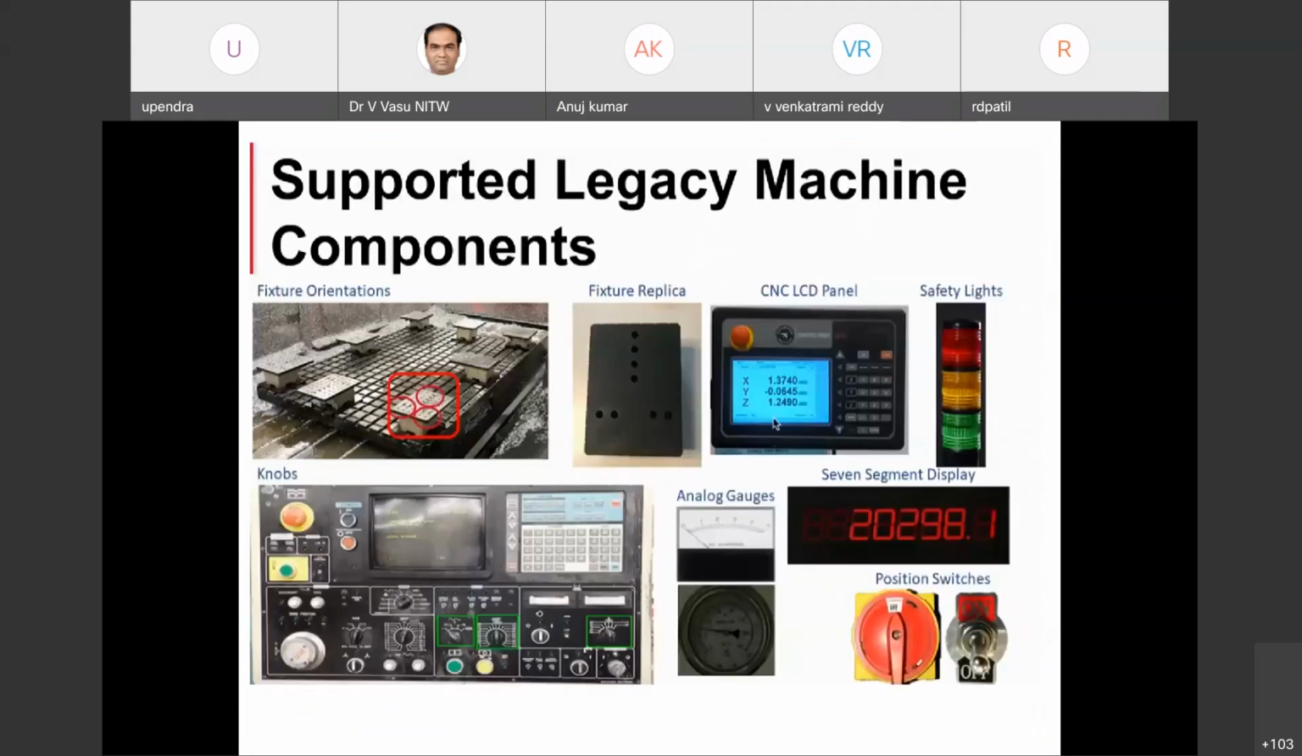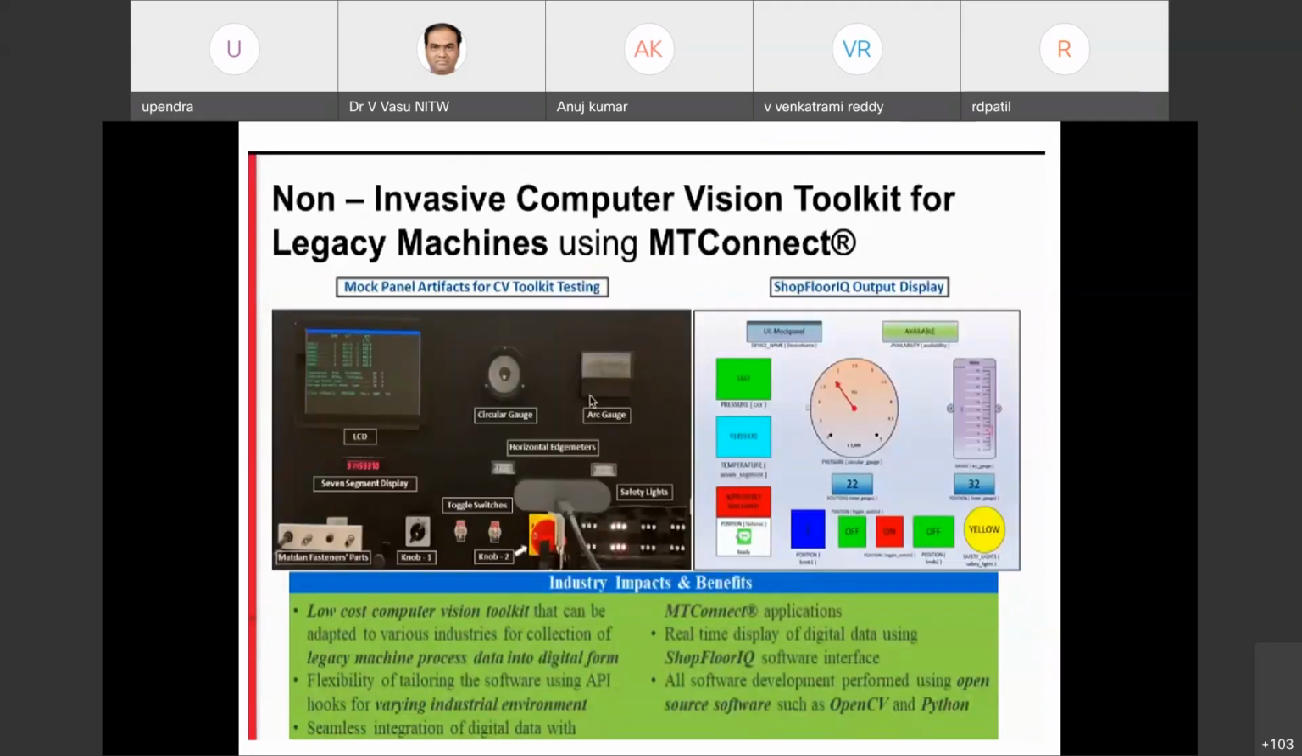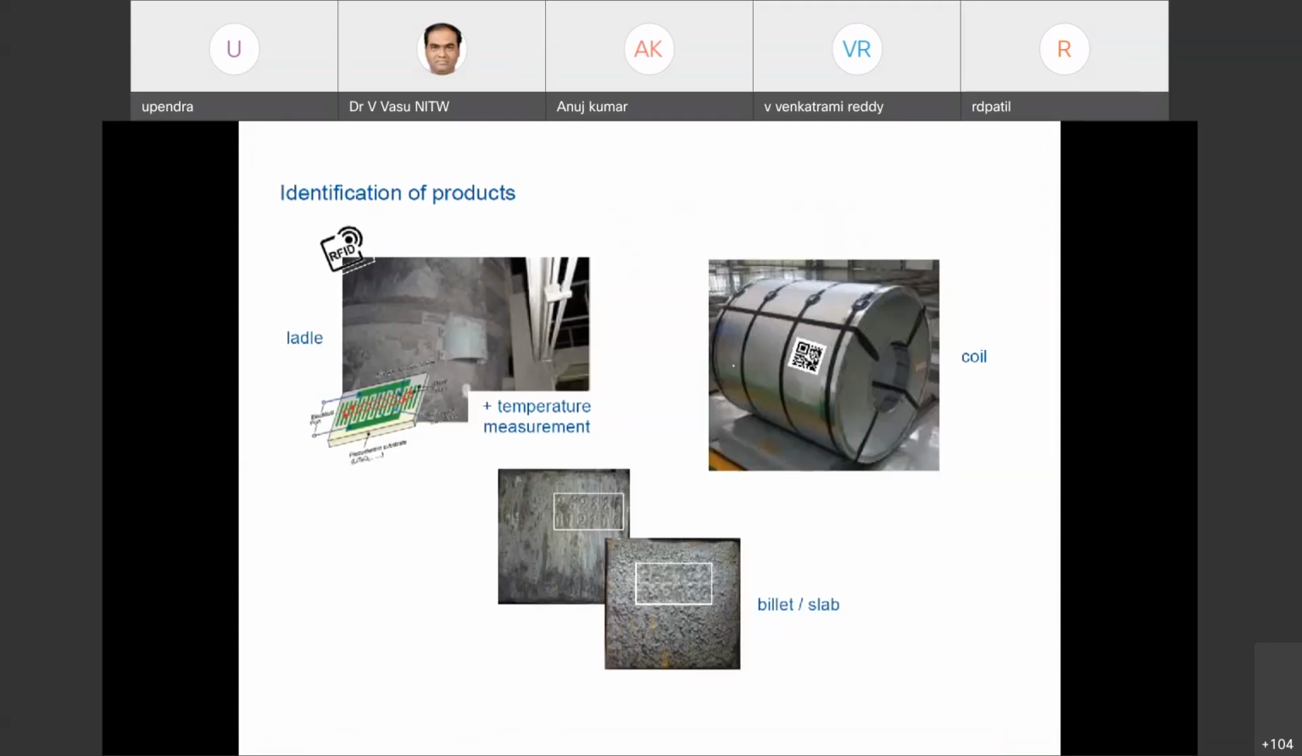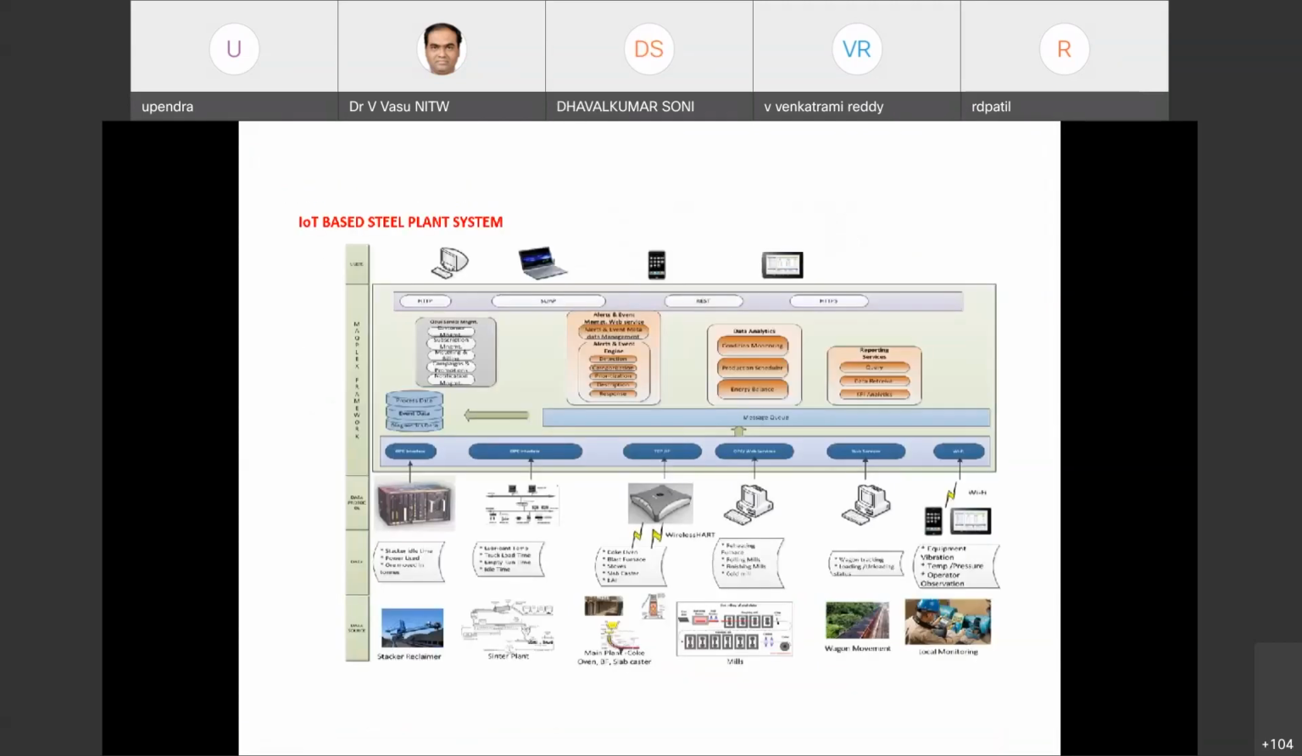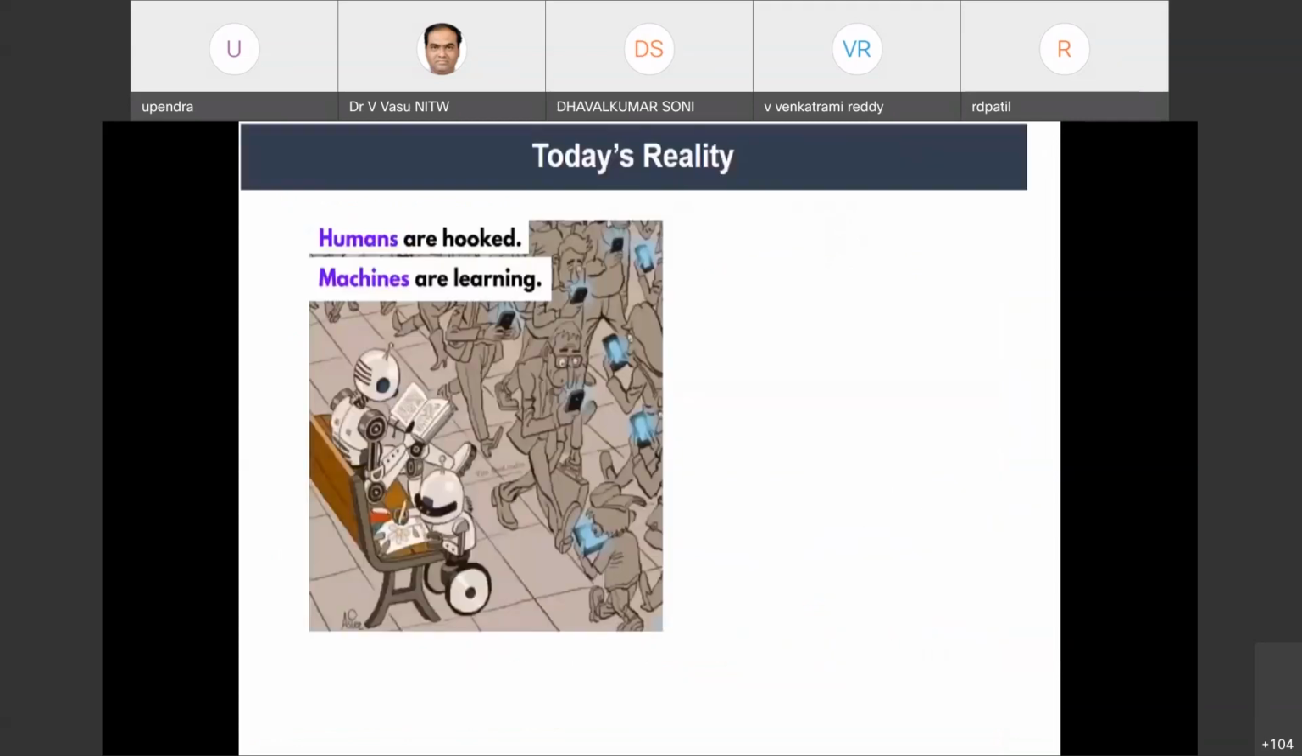Similarly, this is another project done by one of our MTech students, about vision-based detection of legacy machines. We have made a digital twin of the legacy machines. The legacy machines are the old machines, which contain the old knobs and everything. By using the camera, you can get the exact digital twin of that machine. This is another thing we can use in steel manufacturing. Now they are going for IoT-based things.